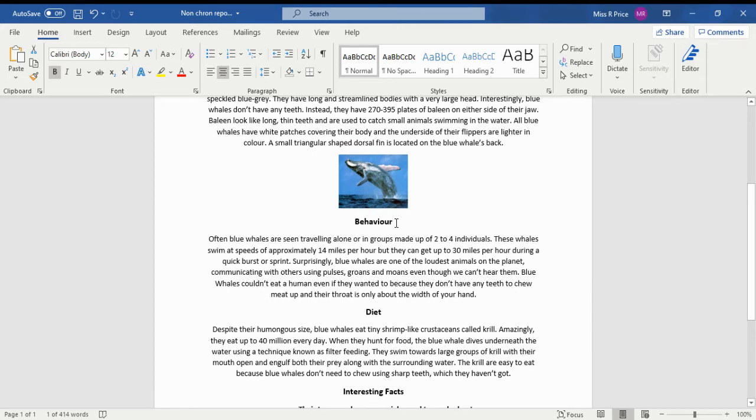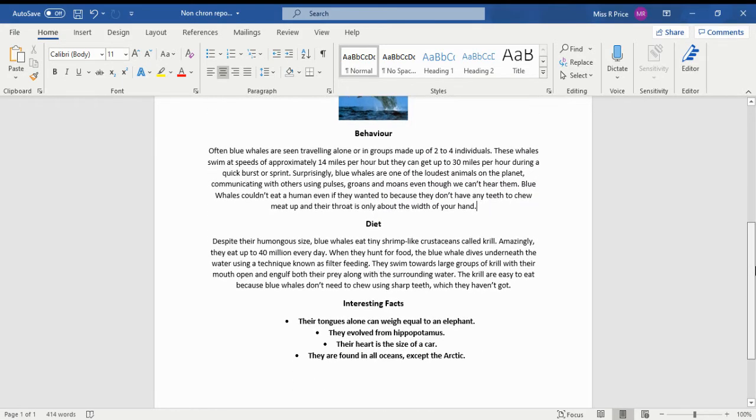Next, I have my next subheading, behaviour. So in this writing underneath, it tells you all about the behaviour of a whale. What do they like to do? How do they behave in the water? So I have given you information underneath. If you can see, I've tried to use sentences of 3. I've tried to use different openers because they're all really important in a non-chronological report too.